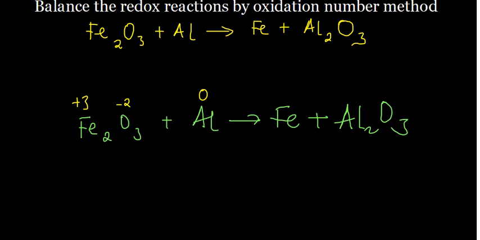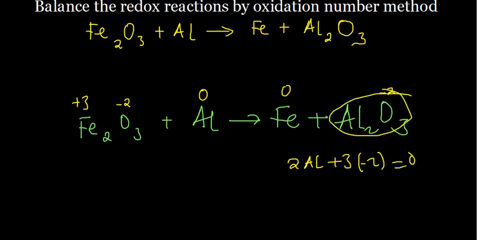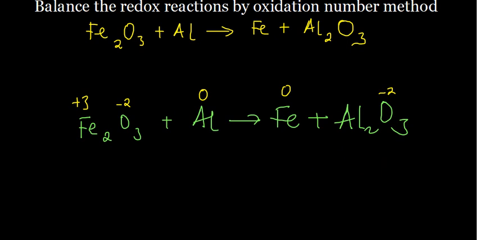If we go on the product, iron here is 0, oxygen is still -2, and then the oxidation number for aluminium, we want to find it, plus we have 3 oxygens, and each oxygen is -2. This is supposed to give us 0 because this compound is not charged. So 3 times -2 is -6. It goes the other side, +6. You divide by 2 to get +3. So that's the oxidation number for aluminium. And then we'll put it on top.